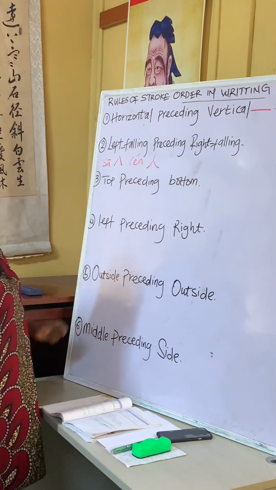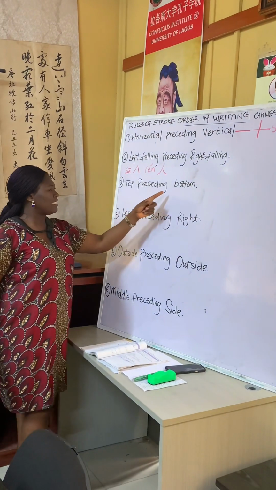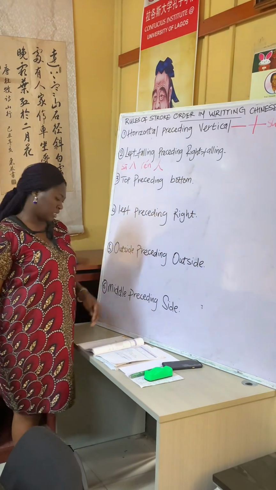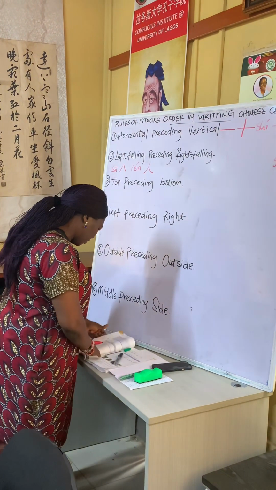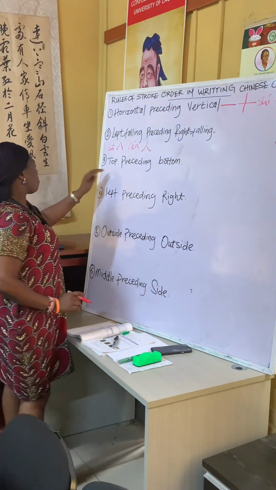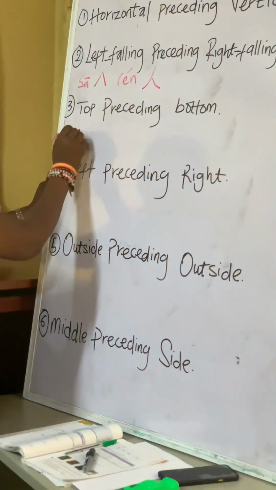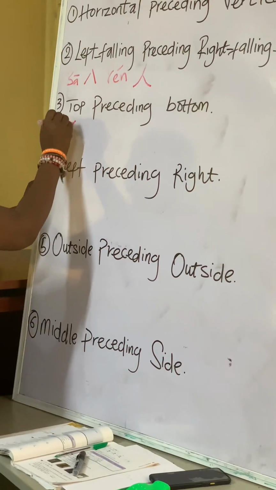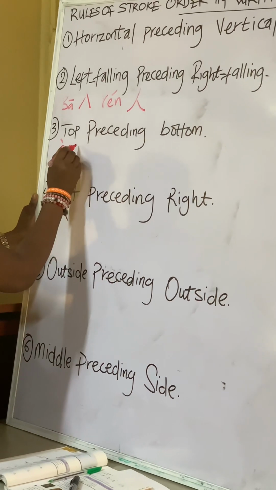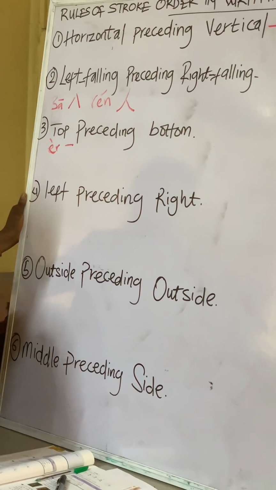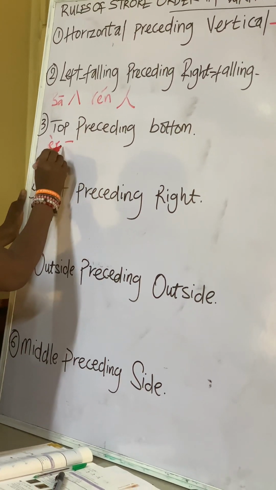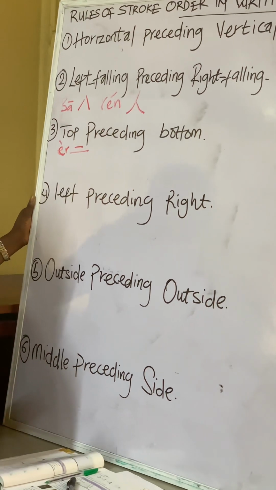Then the third one: top precedes bottom. That is, the top before the bottom. An example is when we are writing èr, E-R, number two. First of all, the one on top, that is héng, then I write the second héng.